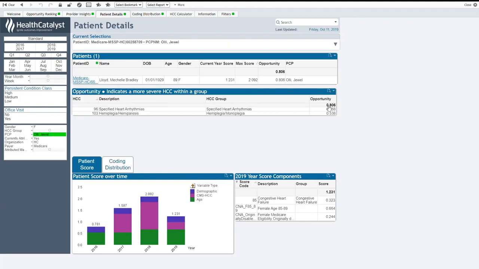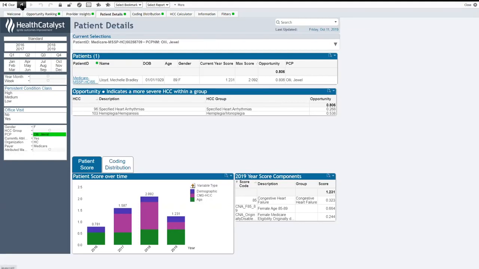And so in this case, we have about a 0.8 point score that would bring their current score from a 1.2 up to a 2.092, which ultimately may impact. And it may not be that big of an impact per patient, but as you look at your collective group of patients, that may become very much more important for you.